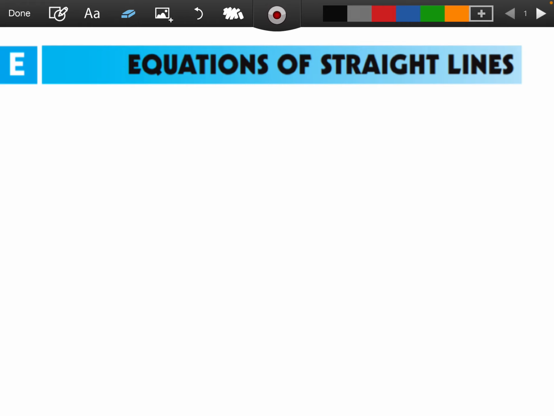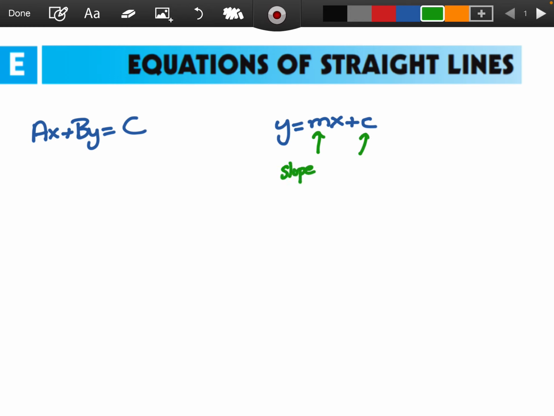So reminder, general form is ax plus by equals c. So that's your general form. And again, reminder, gradient intercept form, y equals mx plus c. The convenience of the gradient intercept form is that you have two pieces that actually have meaning. So m, again, is your slope or your gradient, and c is your y-intercept.